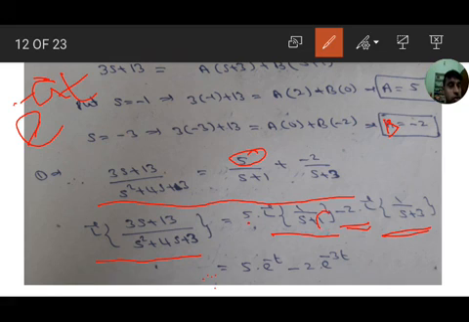Here in the first one, 1 by s plus 1, a equal to 1. So we write the coefficient as it is, e to the power of minus t. Here a equal to 3, e to the power of minus 3t. Coefficients are there as it is. So we get the final answer: 5 into e to the power of minus t plus 2 into e to the power of minus 3t.